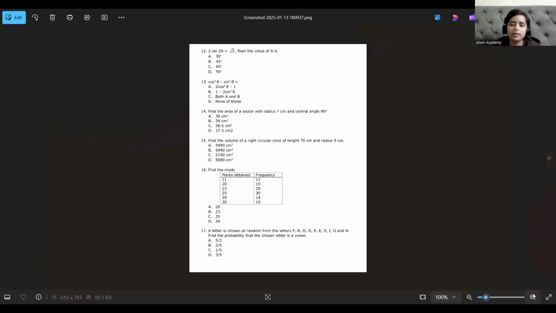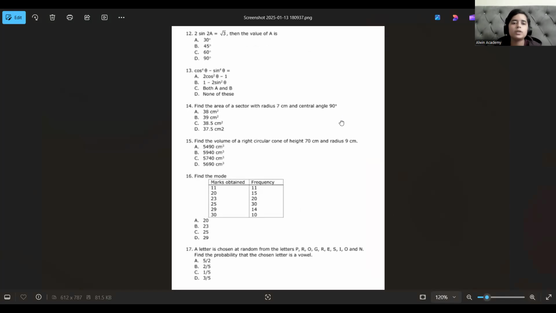Here on screen, it is given that 2 sine 2A is root 3, then the value of A is. Now 2 into sine 2A is root 3. If I transpose this 2 to the other side, I get sine 2A is root 3 by 2. Now the value of sine theta when it is root 3 by 2, theta should be 60 degrees. So 2A is actually 60 degrees. Thus we can get A is 30 degrees, option number A.